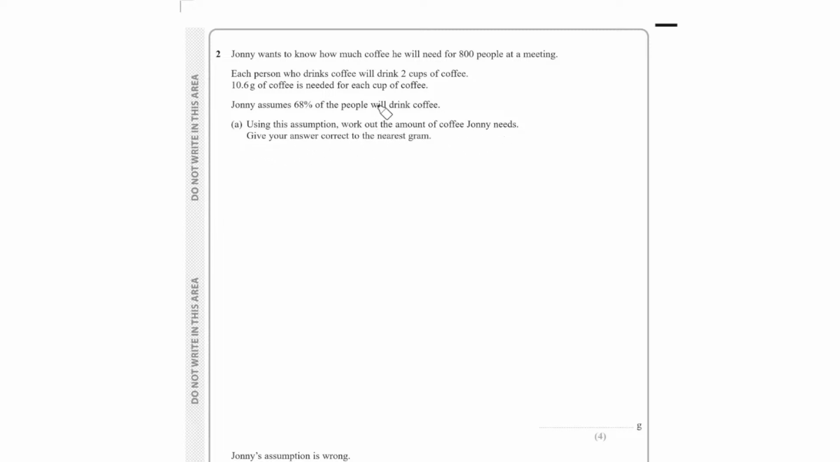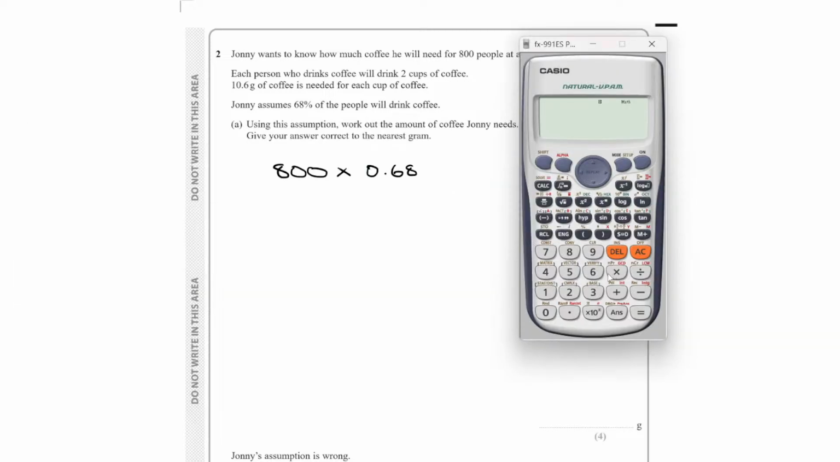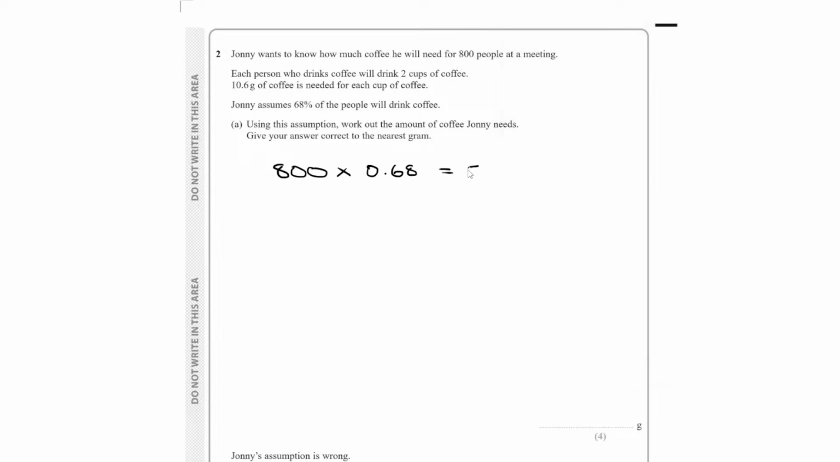So first of all, my thought is, okay, well, let's just work out actually how many people are going to be drinking coffee in the first place, because it's not all 800. So I want to work out 68% of 800, which on a calculator paper, I just multiply 800 by 68%, but as a decimal. So you just divide by 100. So that would be 0.68. So I would just literally type that into my calculator. So 800 multiplied by 0.68 is 544 people. So that's how many people we think are going to actually drink the coffee.